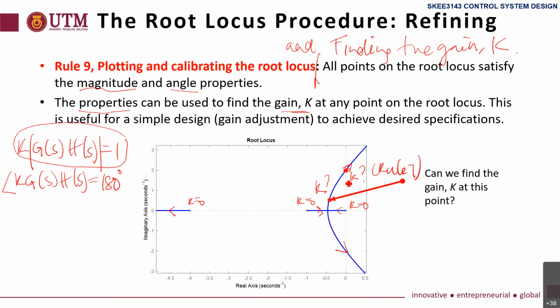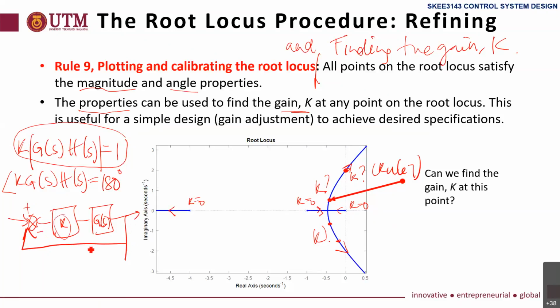K on the j omega axis. But how about another point? All K is very important. K determines the location of the closed loop poles. Rule number 9 discusses how we can obtain the value of K. Remember, K is here in the block diagram. This K is important.